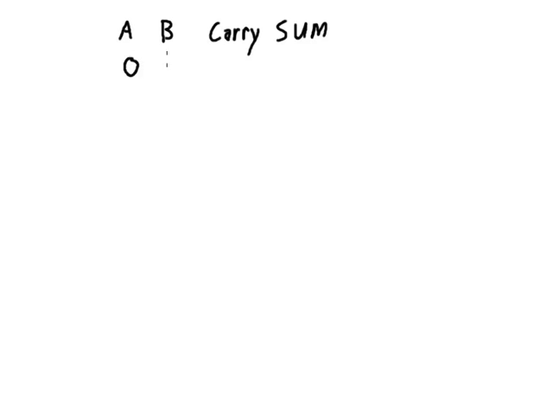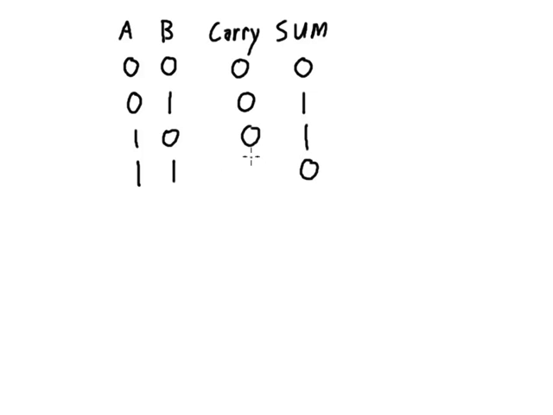So this is the truth table for an adder. Remember, A is added to B, so A plus B: 0 plus 0 is going to give us 0, and we carry out a 0. 0 plus 1 is going to give us 1, and there's no carry. 1 plus 0 is going to give us 1, and there's no carry. And the final possibility is 1 plus 1 is going to give us 0, and we carry out a 1.